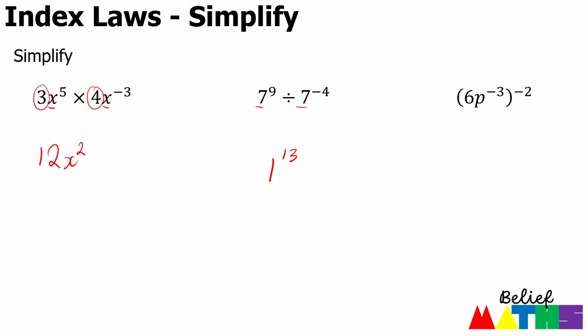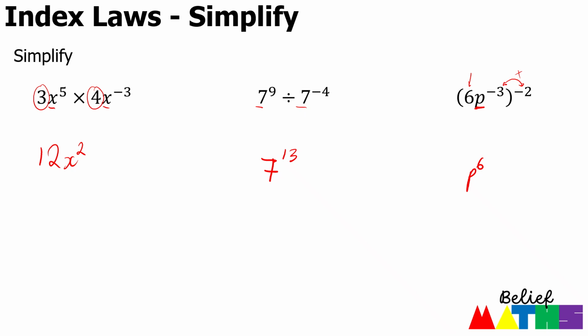In this case, 7 is the base of your index, so therefore the 7 stays where it is, and it's 7 to the 13. So again, thinking about the third one, the base is p, the coefficient is 6. So therefore this negative 2 has to be done on both of those. So if we do the p part first, minus 3 times minus 2, because these two values get multiplied, that's positive 6. So we've got p to the power 6.